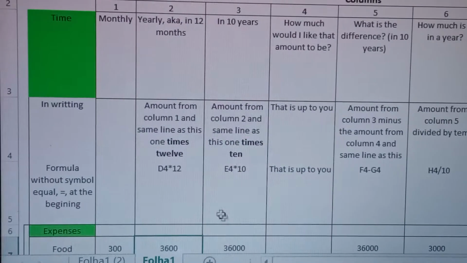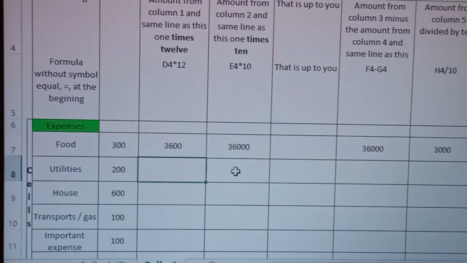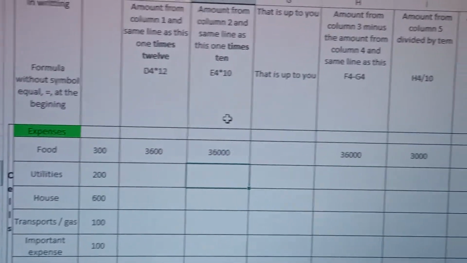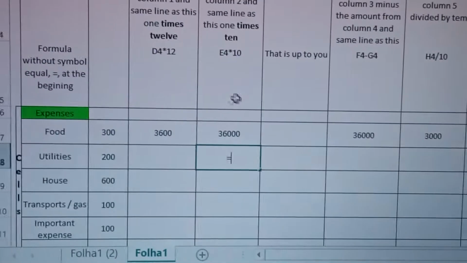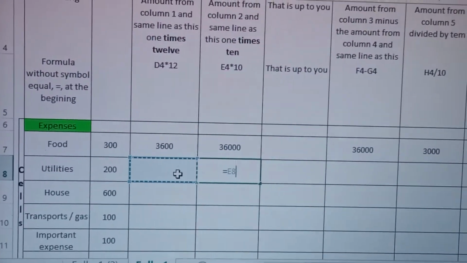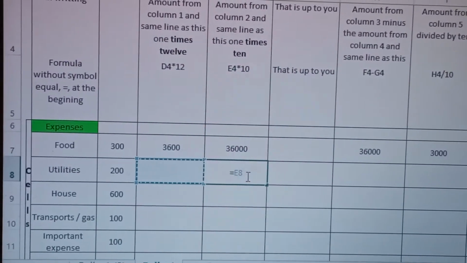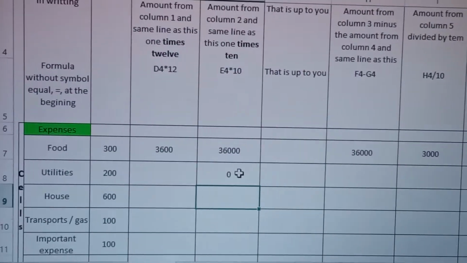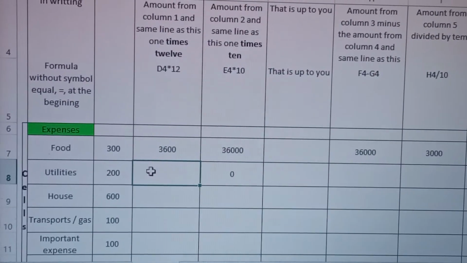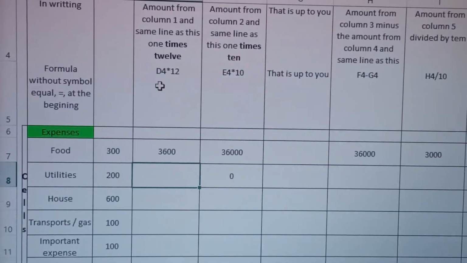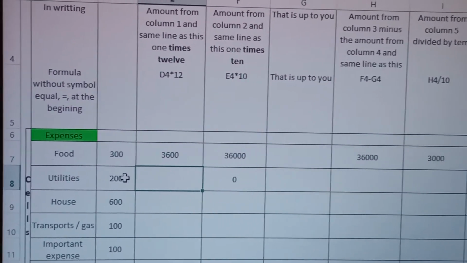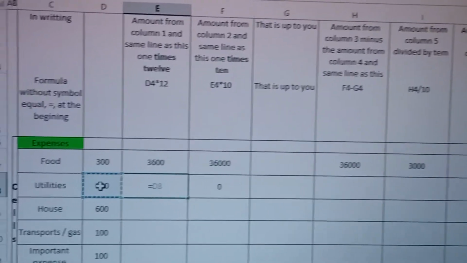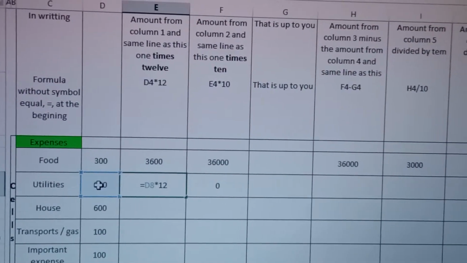This is what actually goes in here, this is the formula. For E10, E4 times 10. So if you write equal and you click here, it will choose this cell number and then times 10. That's how much you want. There's nothing in here, that's why it's 0. Let's do it again for this one. It's this one times 12, so it's the previous one times 12. So equal this one times 12.